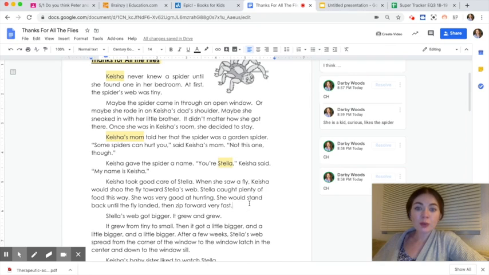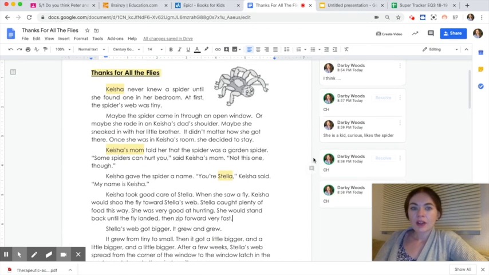Strong readers pay really close attention to character actions in order to find out more about the characters. So when I thought about the character traits for Keisha and what I knew about her so far, I looked at some actions to help me decide that.